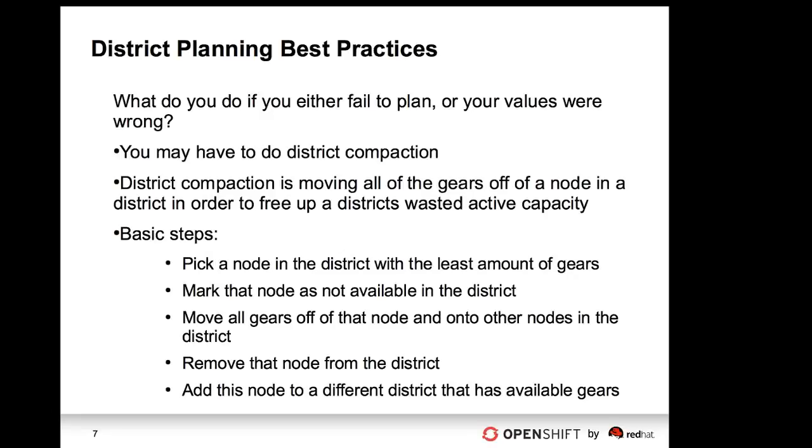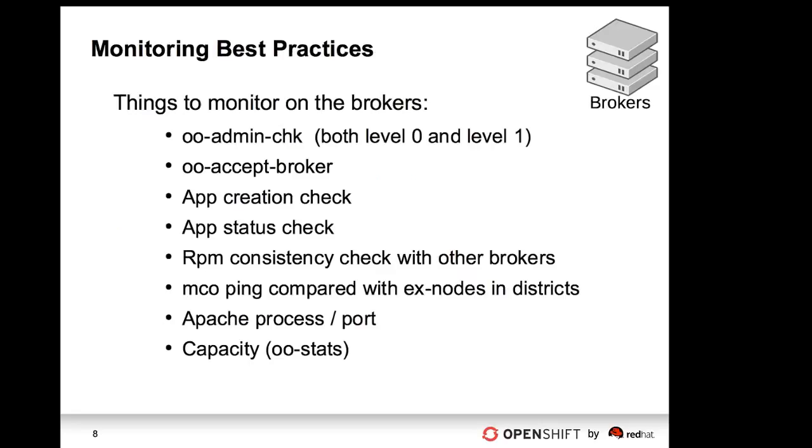Because if you move the gear and it fails to start up for whatever reason, it will revert the change and put the gear back, and start the gear back up on the original node. And so in that case, you're basically no worse for the wear. What you do is you get a list of all the gears on the node, and then OOadmin move takes a gear UUID. Okay, on to our monitoring best practices.